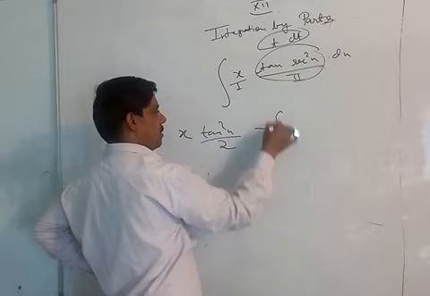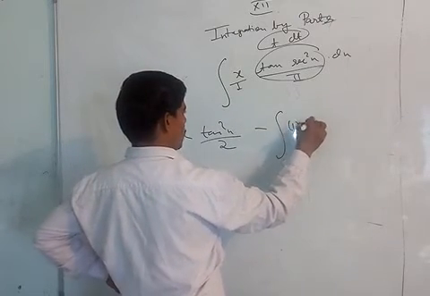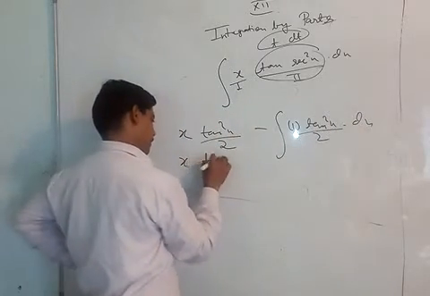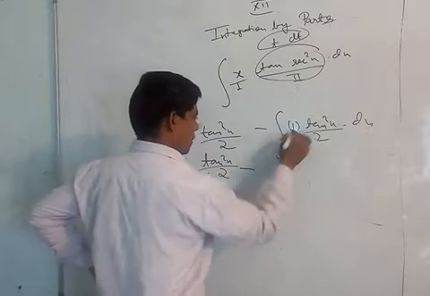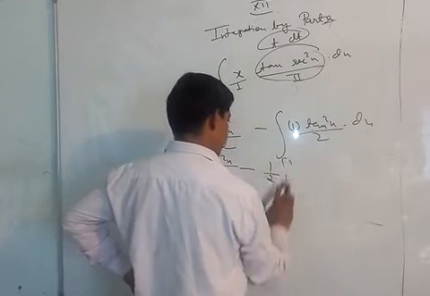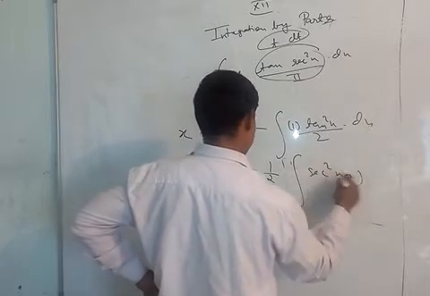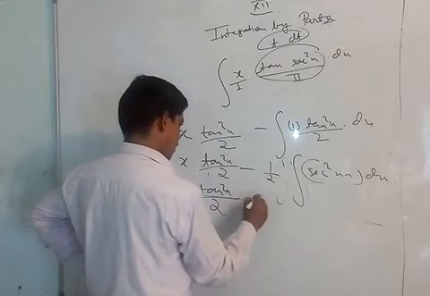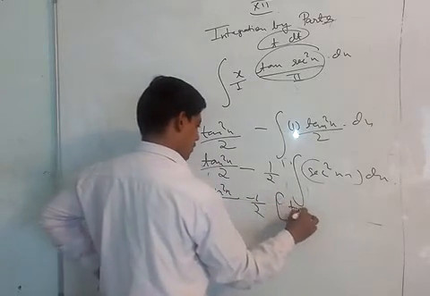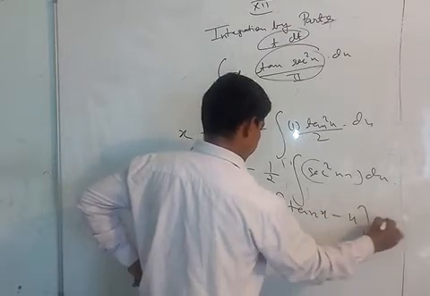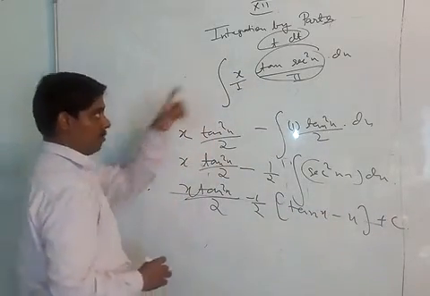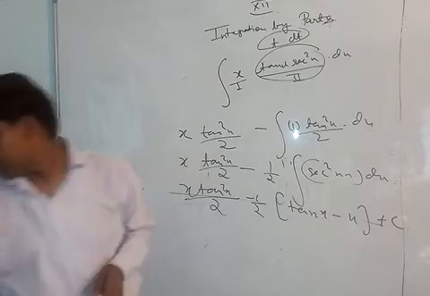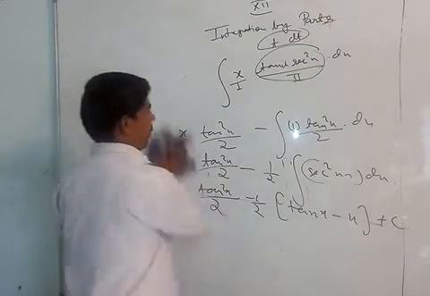Integration of this, minus differentiation of this, which is 1, times tan square x by 2. Now we have to integrate this again. x tan square x by 2 minus, this can be written as half outside, integration of secant square x minus 1 dx. This is x tan square x by 2 minus half, integration of this is tan x minus x, plus c. This is the answer for the integration of x tan x secant square x dx.